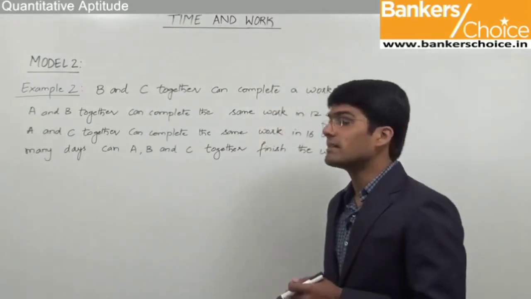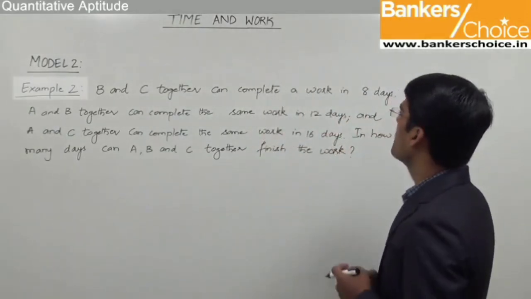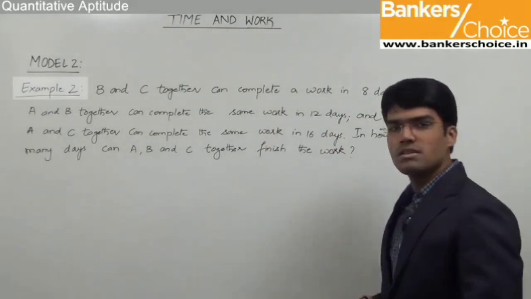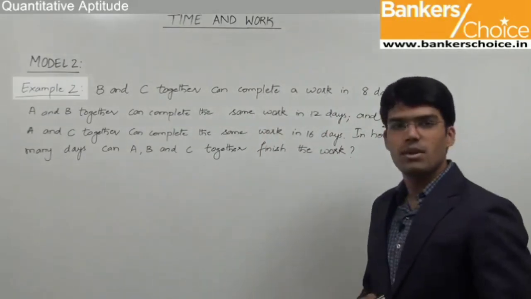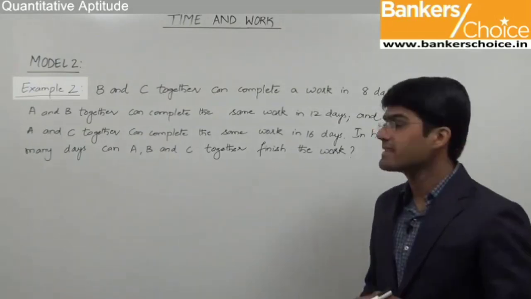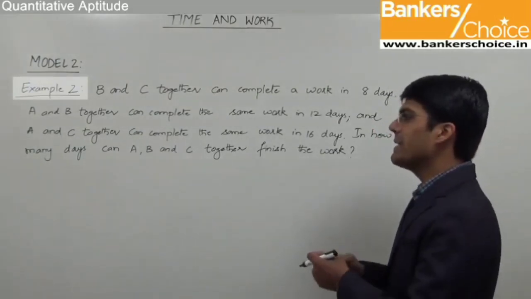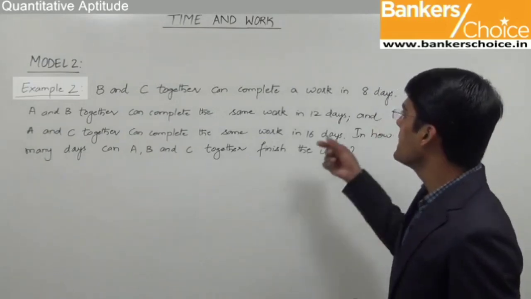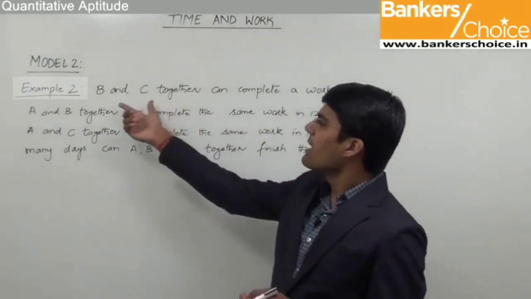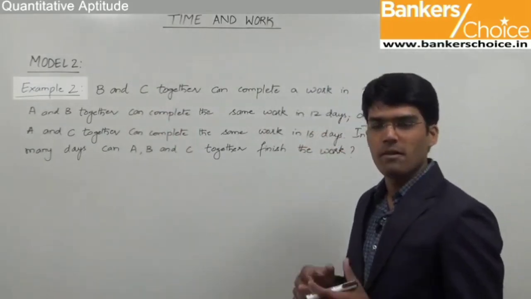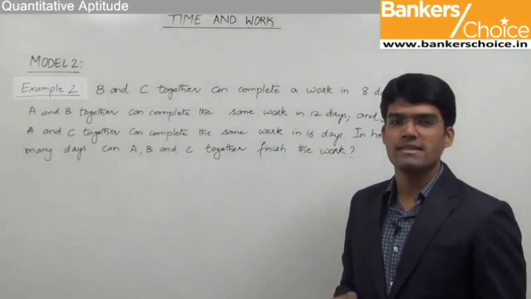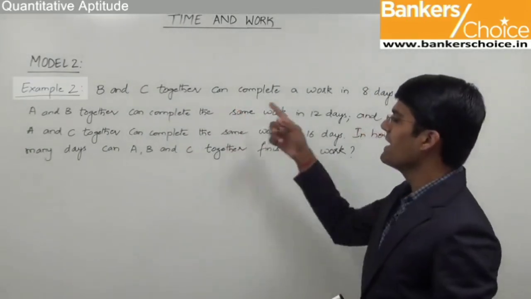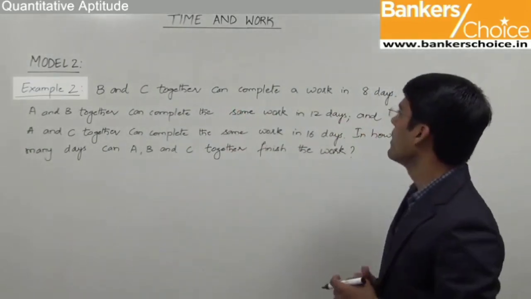Let us look at the question here. B and C together can complete a work in 8 days, A and B together can complete the same work in 12 days, and A and C together can complete the same work in 16 days. So in how many days can A, B and C together finish the work? As you can see here, we have been given the number of days required by pairs of different persons, and from this we are supposed to find the number of days required when A, B and C together do the work. So the first statement here is B and C together can complete a work in 8 days.